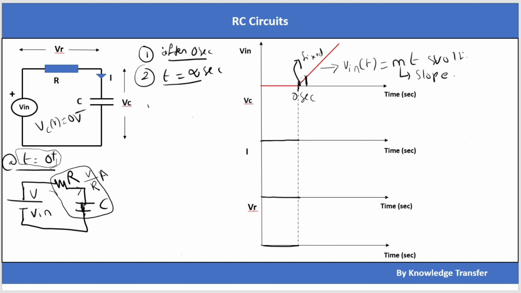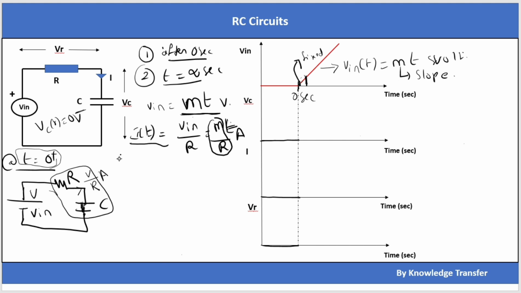If I draw that, V in will be m into t volts, because the voltage is not fixed, it is ramping with slope m and time t. So I of t will be V in divided by R, which is equal to m into t divided by R amperes. You can see that m and R are constants, but t is the thing which is varying.